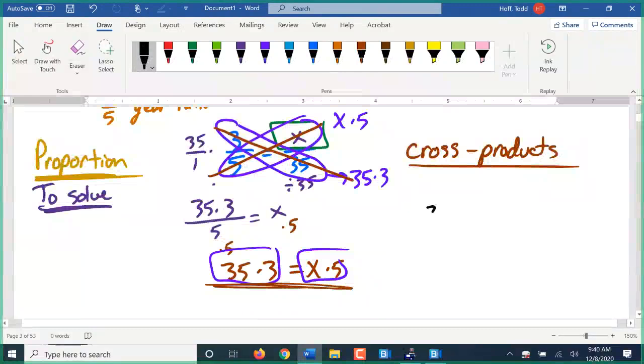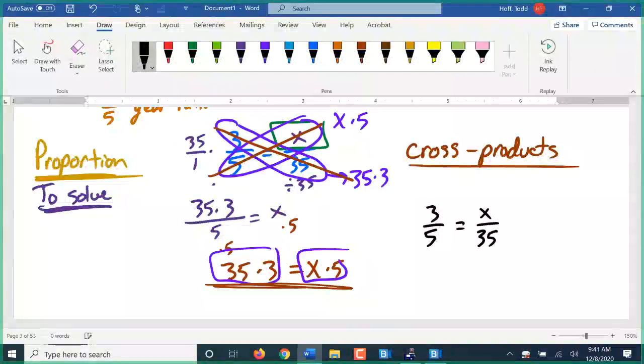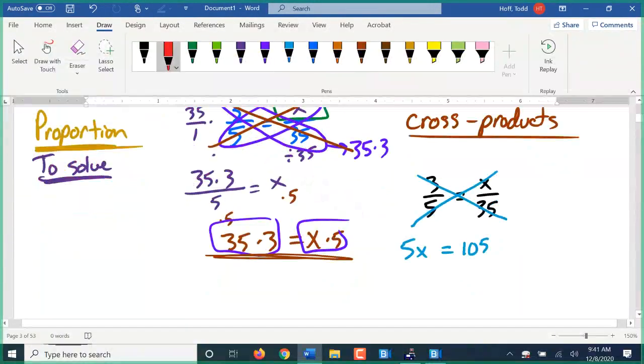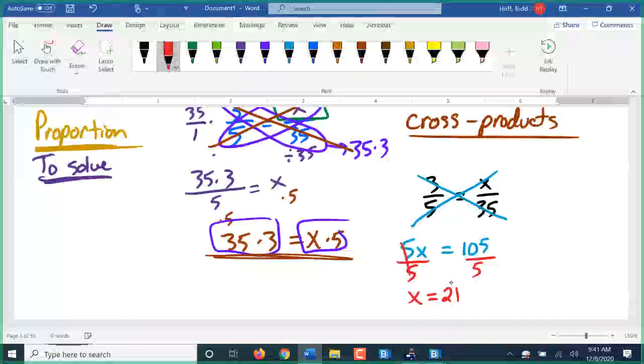So back to that original proportion, 3 to 5 has to equal x to 35. If I want to solve that, I do the cross products. So this diagonal here is x times 5, or 5x, has to equal this diagonal here. 3 times 35 is 105. Then I can solve that equation by dividing by 5. X equals 105 divided by 5 is 21.